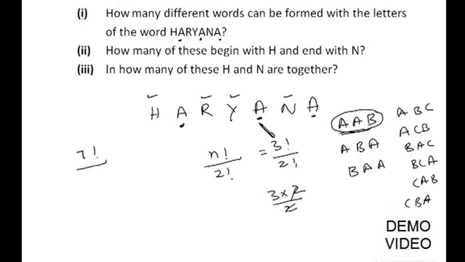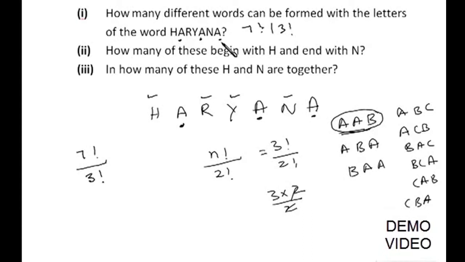But since A is repeated, we need to divide it by 3 factorial. Now A is being repeated 3 times, so I'll divide this expression by 3 factorial, right? So 7 factorial by 3 factorial, these are the number of ways when all the letters of the word Haryana can be arranged, right? So for the first case, our answer is 7 factorial by 3 factorial.